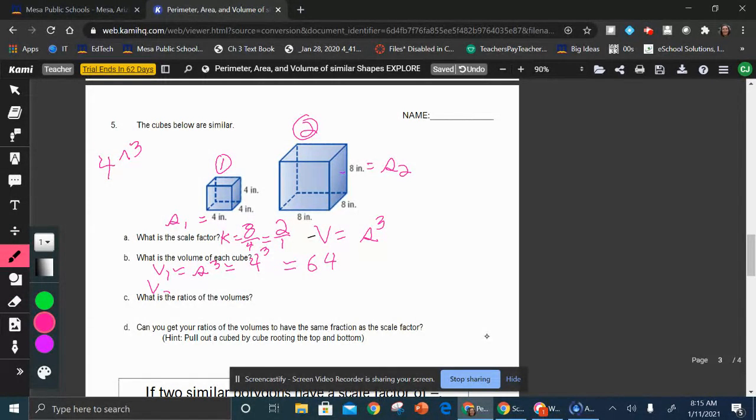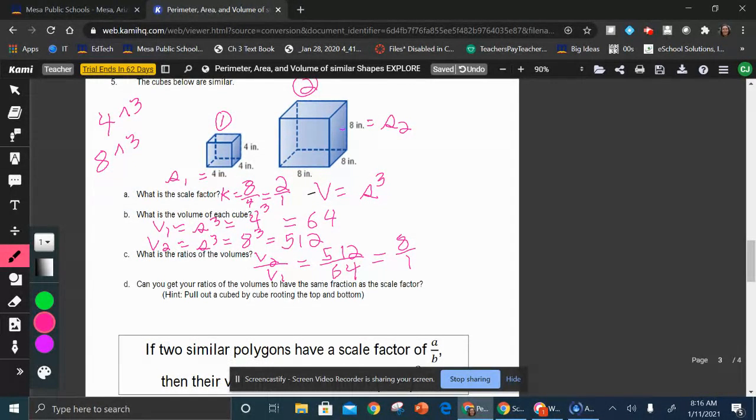Okay, and then for volume 2, we do the same thing, everybody. So it's the side cubed again. So it's going to be 8 cubed. So 8, everybody, raised to the cube. You need to use that little caret to raise it to the cube, to the third power. Okay, and we get 512. Okay, so then it says the ratios of the volume. So volume 2 over volume 1. So 512 over 64. Divide them both by 64, and we get 8 over 1.